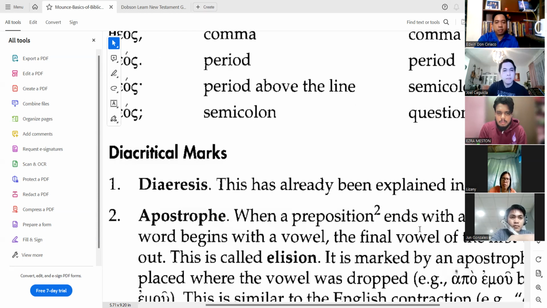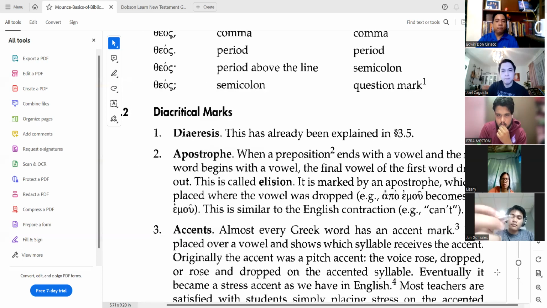And then we've seen diaresis. Diaresis is the two dots on the top of the vowel to show that it is usually side by side with a diphthong or another vowel. So they put a diaresis to show that it should be pronounced differently or separately. So you do not read it as a diphthong. You pronounce the vowel separately. And of course, that is in 3.5 of your grammar book.